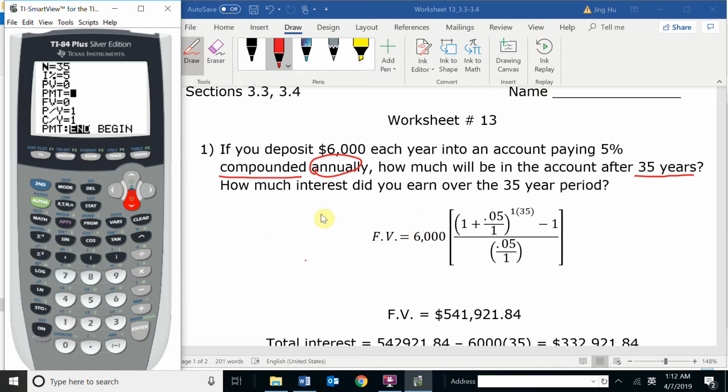Because you deposit, that means you out pocket, you pay. So it's negative 6,000. But be careful, do not press this minus button. You need to press this negative. So negative 6,000. And now we need to get the value for future value. So let's cover this 0 and press alpha, enter. So we get the answer.